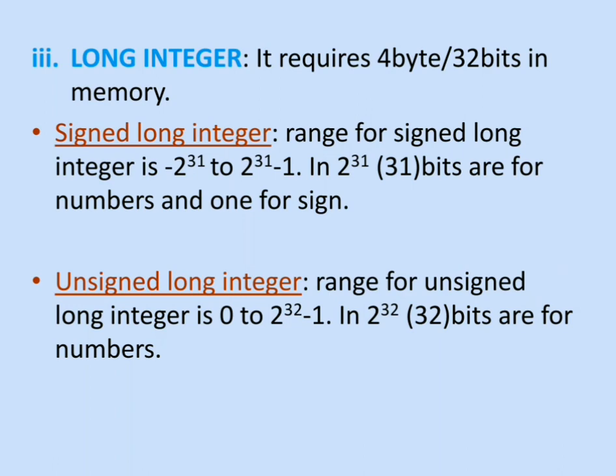Long integer. It requires 4 bytes, that is 32 bits in memory. Signed long integer. The range for signed long integer is -2 raised to 31 to 2 raised to 31 minus 1. In 2 raised to 31, 31 bits are for numbers and 1 for sign. Unsigned long integer. The range for unsigned long integer is 0 to 2 raised to 32 minus 1. In 2 raised to 32, 32 bits are for numbers.